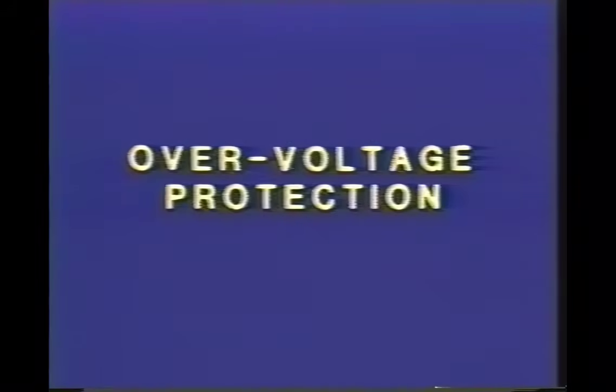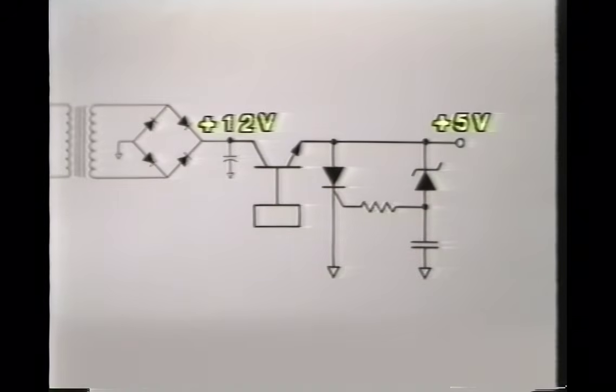Overvoltage protection circuits are built into some power supplies to prevent a shorted regulator from damaging the computer. In this power supply, a 5-volt output is being sent to the computer. But suppose the regulator transistor shorts out. Well, this will cause 12 volts to be applied to the computer, and it won't take very long before the entire computer board is destroyed by the excess voltage.